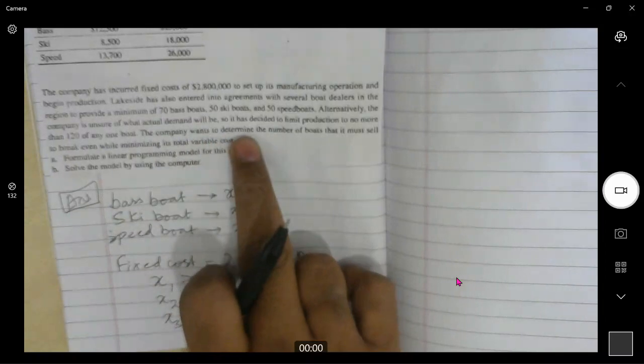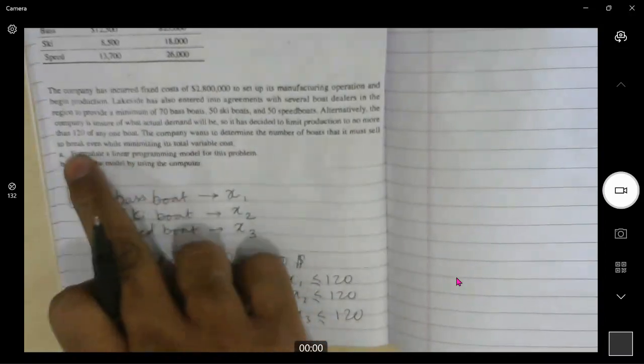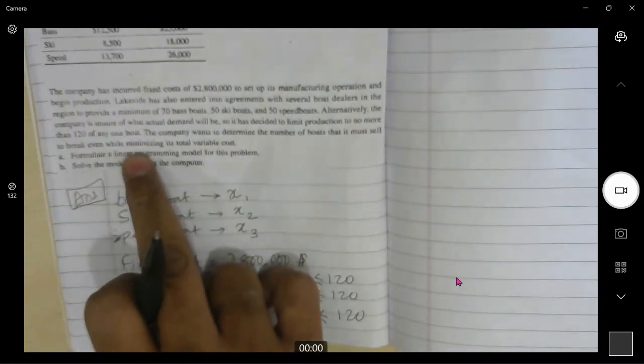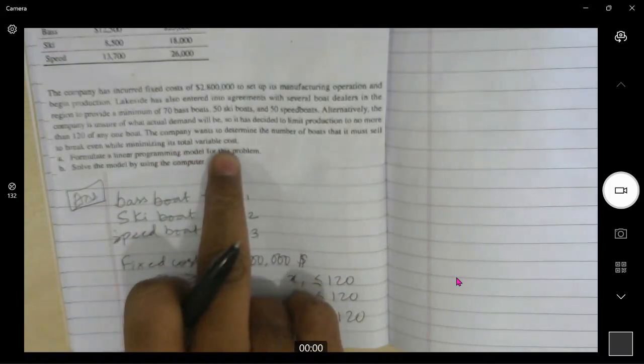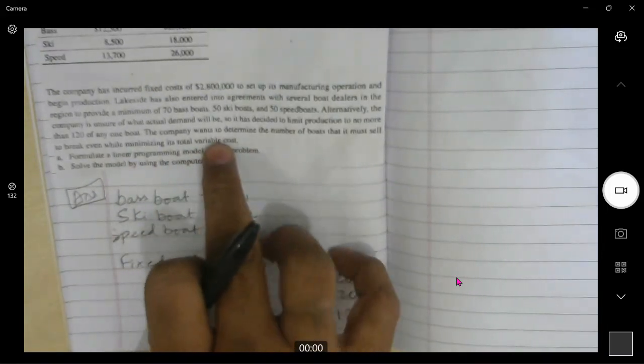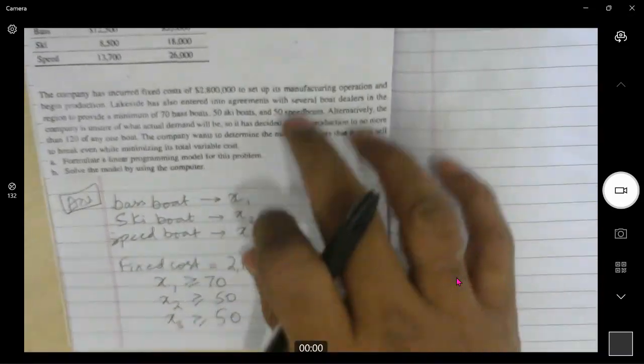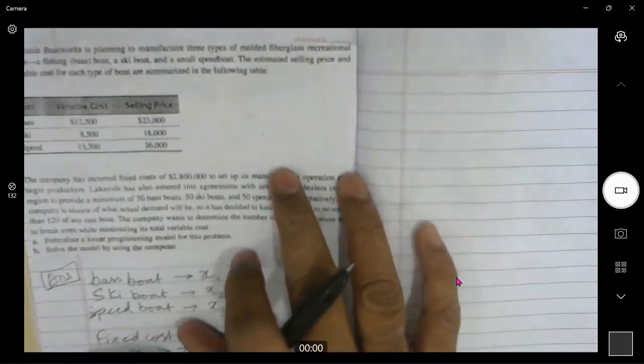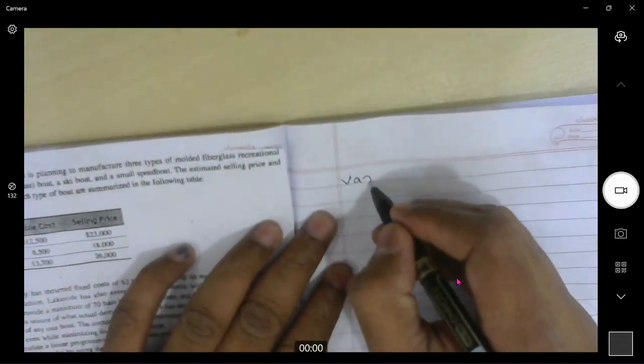The company wants to determine the number of boats that it must sell to break even while minimizing its total variable cost. So clearly it is given: minimize the variable cost and achieve the break even. So what is break even? At break even, profit will be zero. So what is the profit? So first, let me write the variable cost.